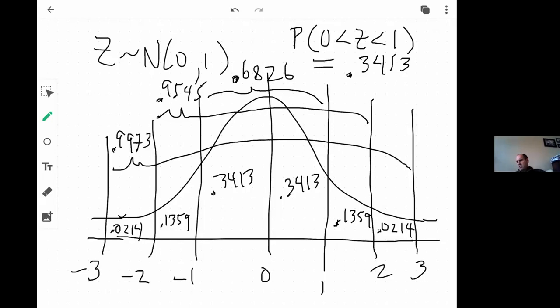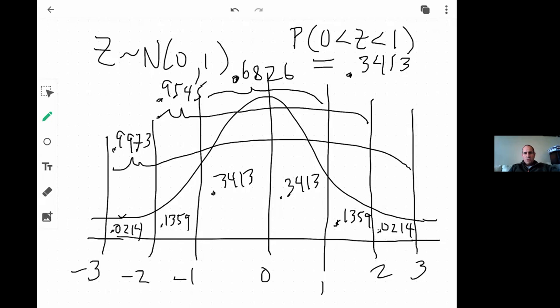So 68% of the data in a normal bell-shaped curve is within one standard deviation of the mean. A little bit over 95, like 95.5%, is within 2 standard deviations of the mean. 99.7% of the data is within 3 standard deviations of the mean. Okay, so that's fascinating stuff. That is exciting. So we have a good feel for how this is working.